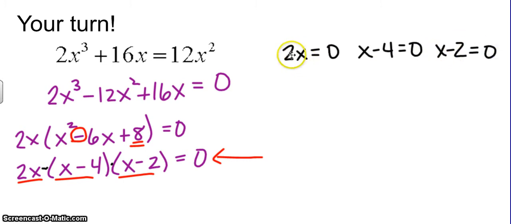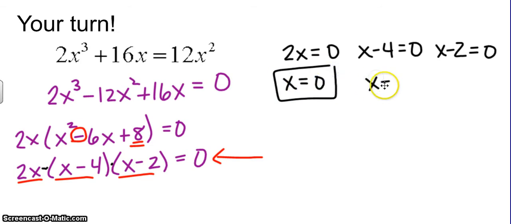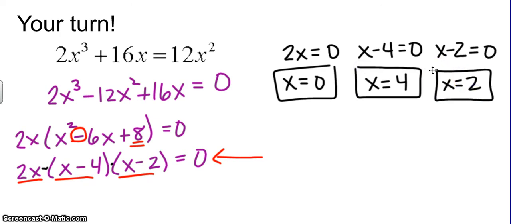In this case, 2x being equal to 0 means that x would have had to be equal to 0. This one would be x equals 4, and this one is x equals 2. So we have three solutions to this one. Started with x to the third, so that is a logical conclusion.